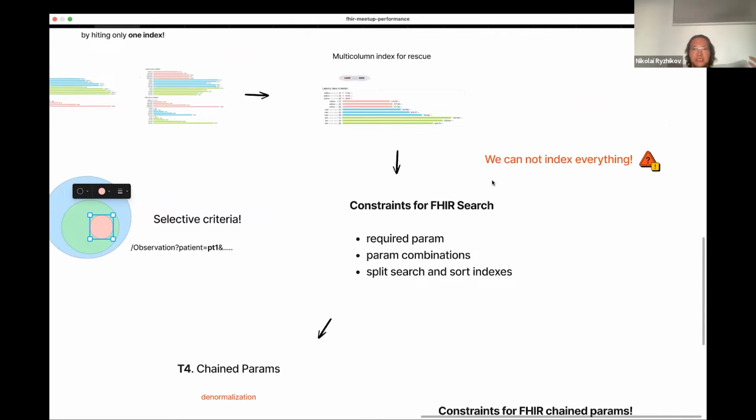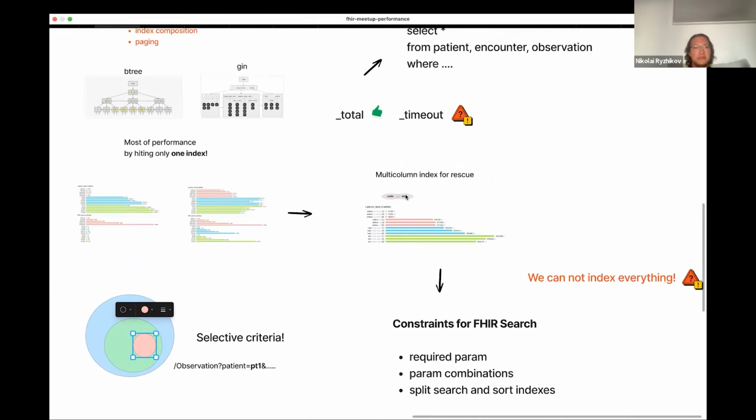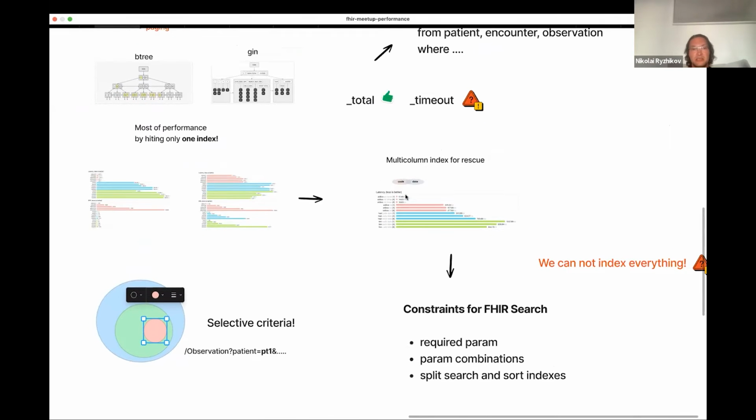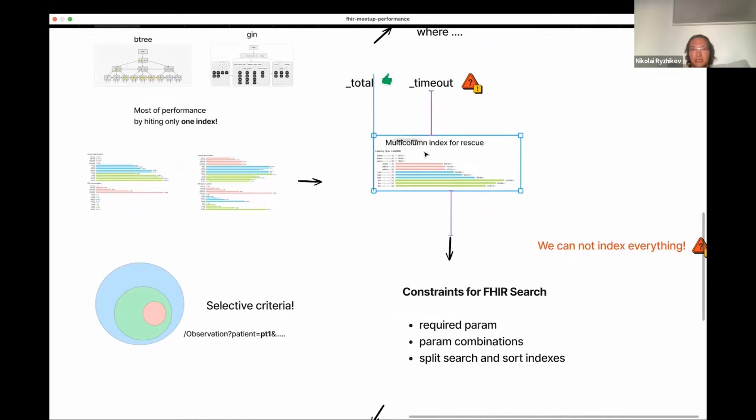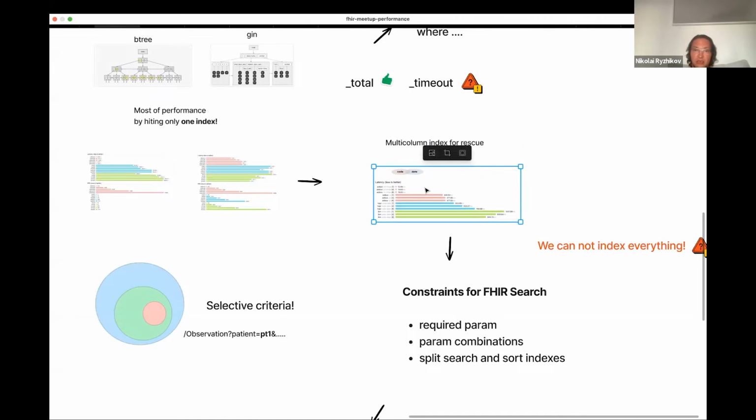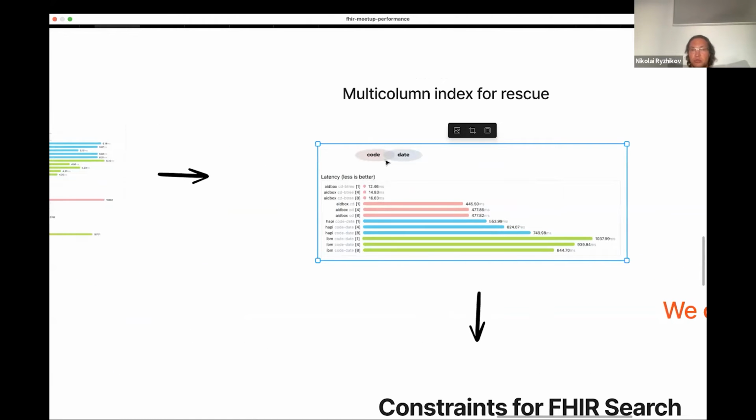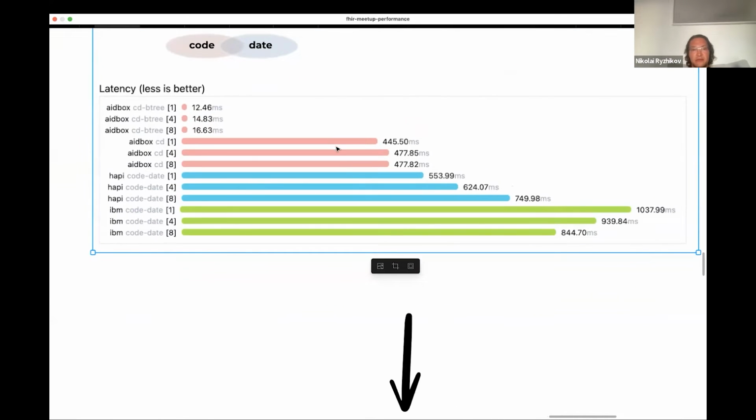So another trick which can be used: most databases support multi-column indexes or functional indexes, where you can use multiple columns in one index. For example, in the case of observation, we want to search by code and date. If we always use these two parameters, we can create one multi-column index.